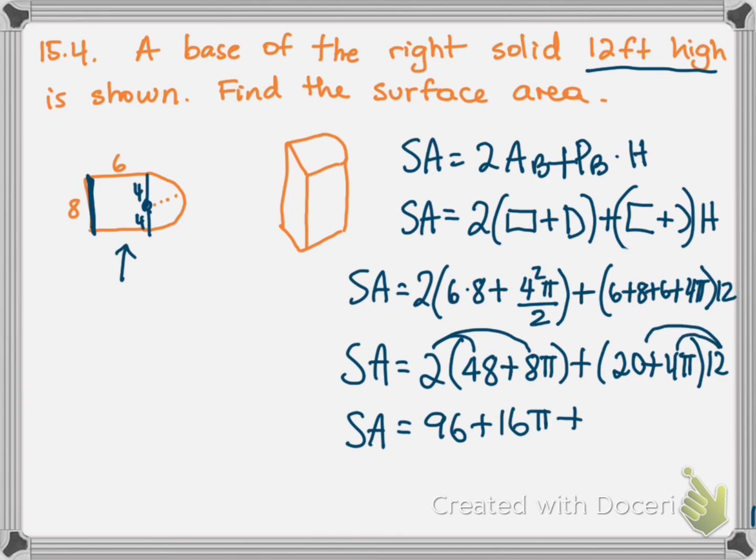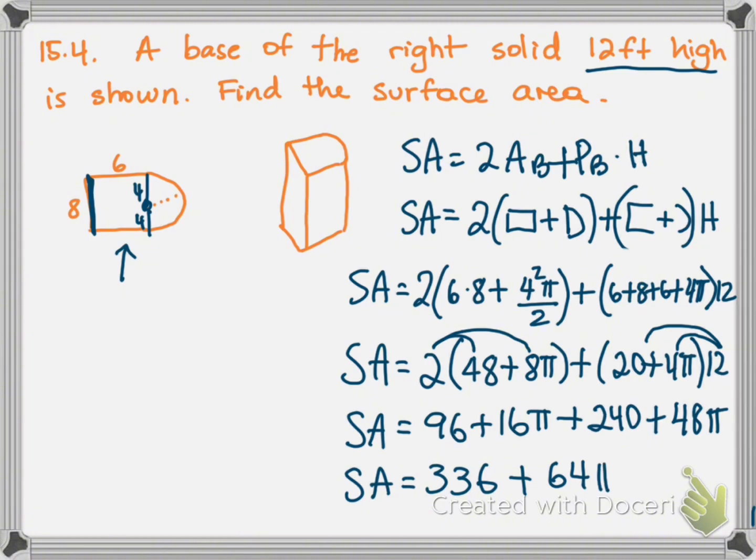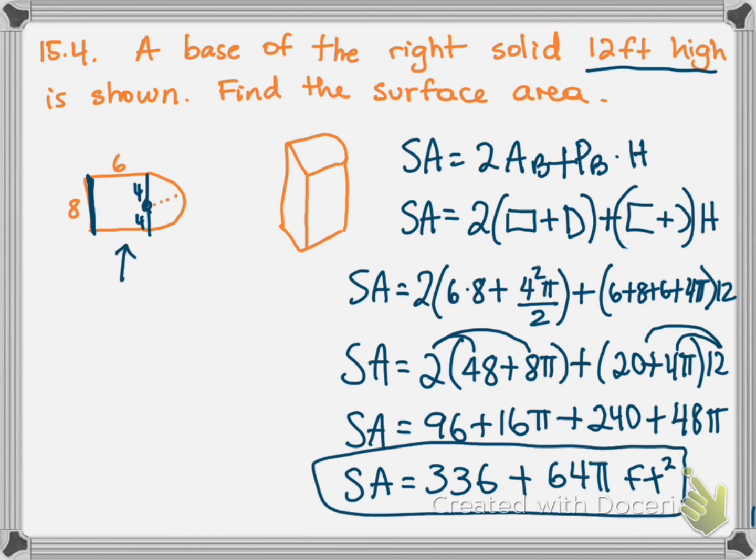So 12 times 20 is 240. And 12 times 4 is 48 pi. And then we add like terms. 96 plus 240 is 336. And 16 plus 48 is 64. And in this case, the units are feet, so square feet. And that's it. That's our last example.